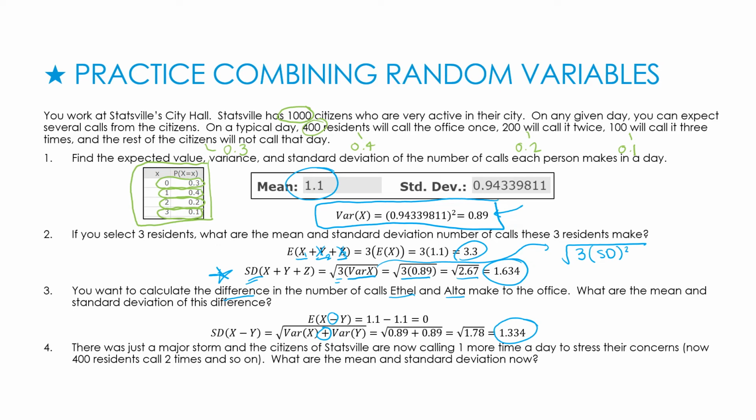For the last one, there's a major storm and the citizens are now calling one more time a day. So essentially I'm saying before they called 1.1 times, and now they're going to call one more time a day, and so I expect that to be 1 greater than that. That is a measure of position. However, a measure of spread, like standard deviation, we talked about the fact that that would not change because everything has shifted up by 1, but the distance between them has not changed, so the standard deviation doesn't change.